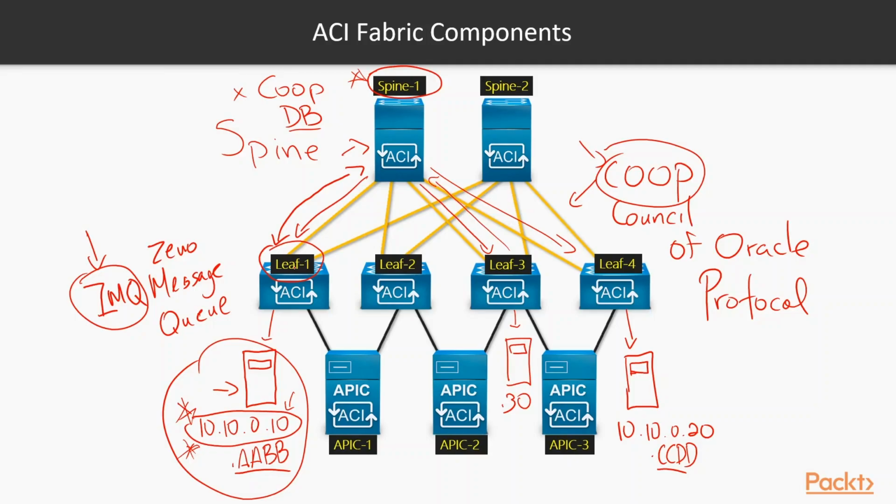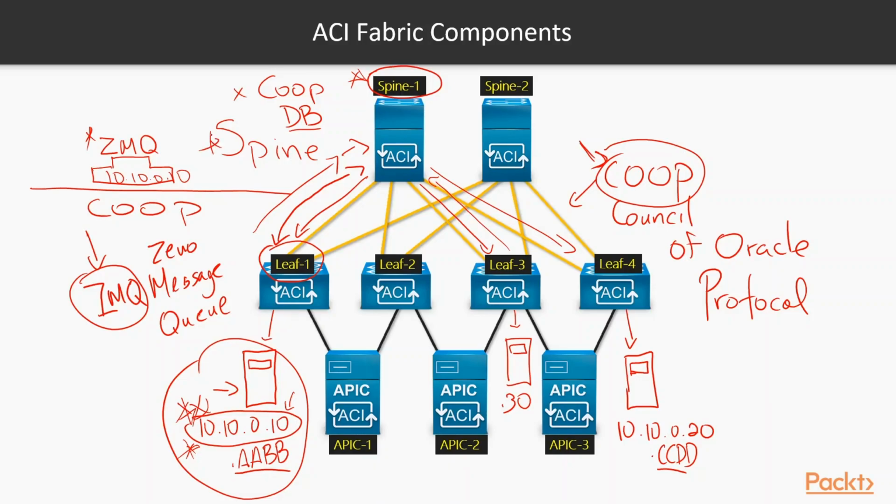So think of it this way: COOP, let's say, is a highway. The highway is COOP, and our vehicle is going to be ZMQ. So we basically send our IP using ZMQ. We send this information: hey, I do know about 10.10.0.10, with ZMQ. And this is how I learn MACs and IPs from my endpoints on my ACI fabric. This is the magic of ACI.